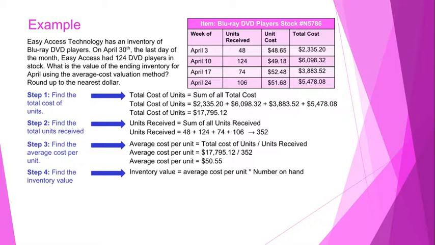Then if we look at our question again, the very last sentence says round up to the nearest dollar. So we want to round this to the nearest dollar. So when we round to the nearest dollar, we get that the value of the ending inventory of April is $6,269.